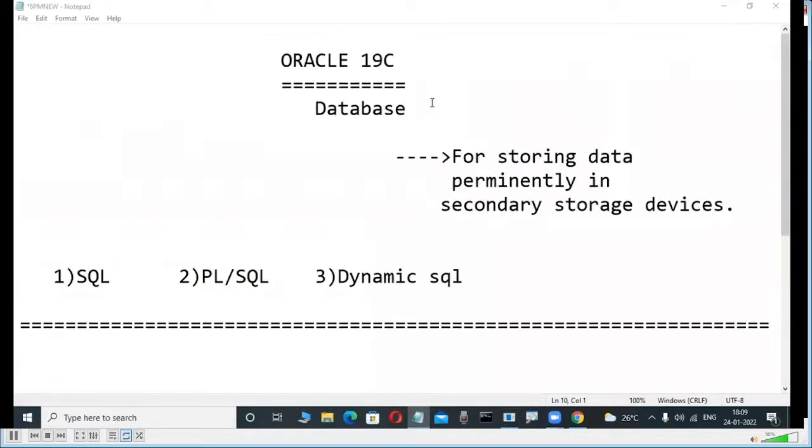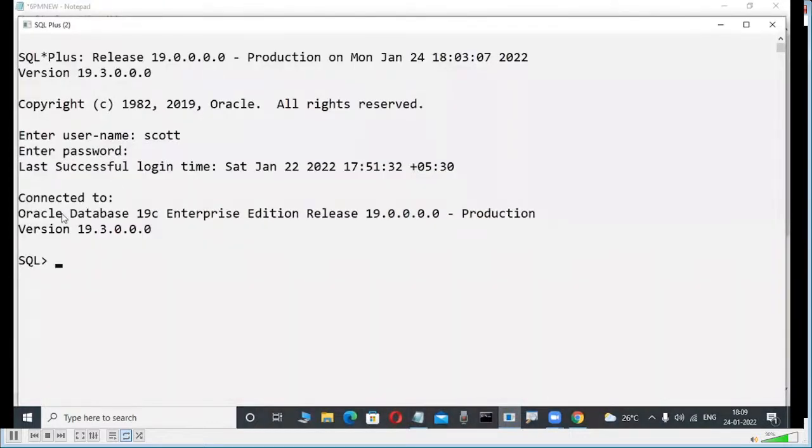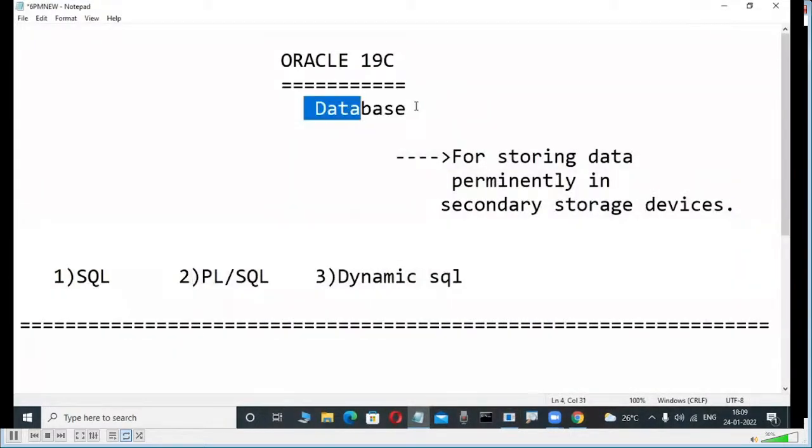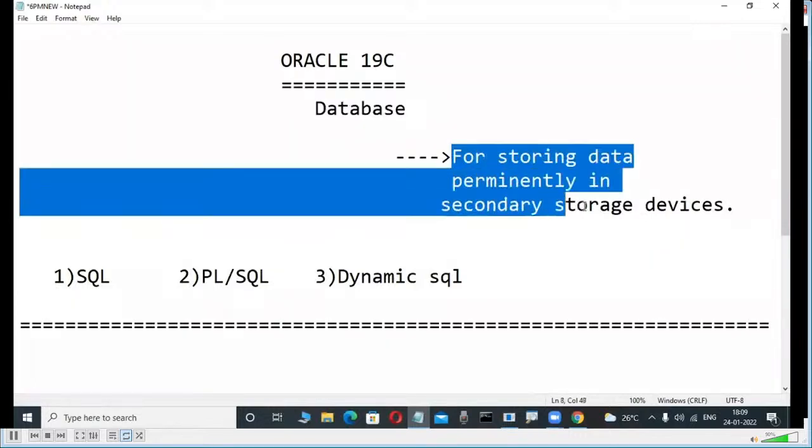Concentrate here. Anybody who did not attend the previous classes, don't worry. It's simple. Oracle is a product from Oracle Corporation. 19C is a version. Don't worry. This Oracle is a database product only. These are the previous class notes, just for an idea, for newcomers. What is the purpose of this database product? For storing data permanently in a hard disk.